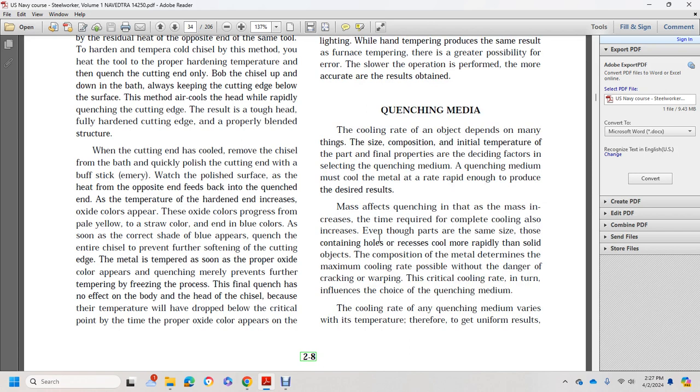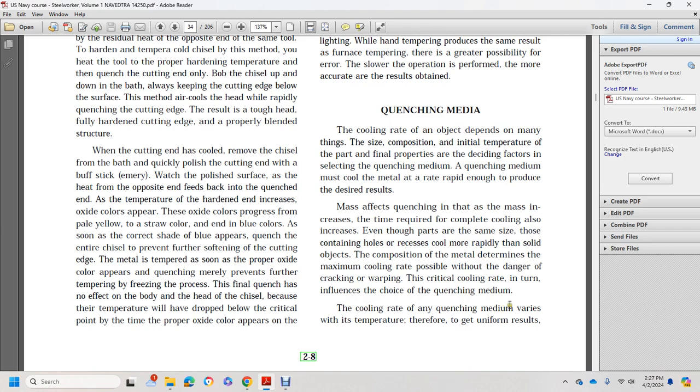Also, parts of the same size containing holes will cool more rapidly than solid objects. The composition of the metal determines the maximum cooling rate possible without danger of cracking and warping. This is critical concerning the cooling rate, which in turn influences the choice of the quenching medium.